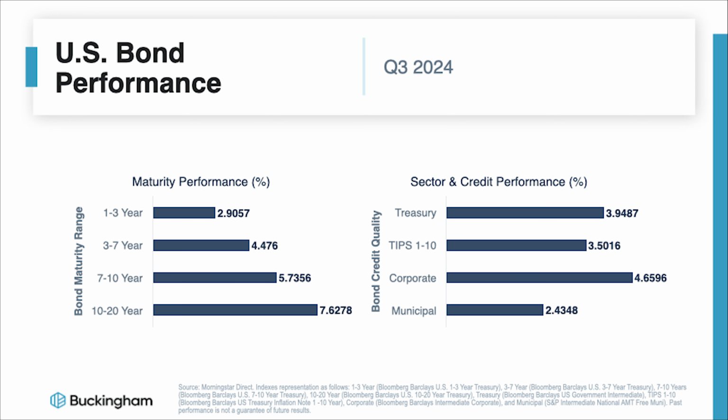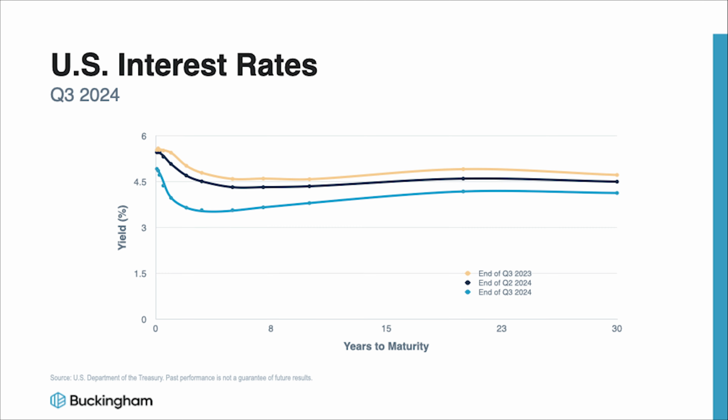The chart on the right shows the performance of different intermediate maturity credit quality bonds. We see that there was positive performance across the different credit qualities listed for the quarter, with investors favoring corporate and treasury debt relative to other credit segments. Next, we'll look at the Treasury yield curve and what it means for returns going forward.